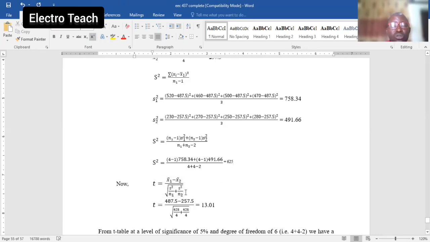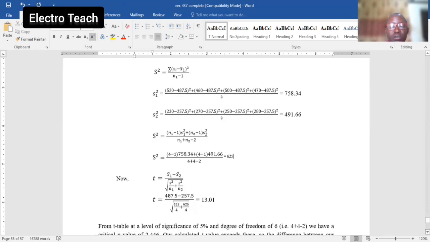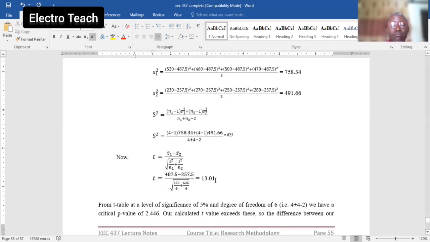The t is equal to x1 bar minus x2 bar divided by the square root of s squared over n1 plus s squared over n2. When substituting all this, we come out with 13.01 when we substitute all the values. Now, mark you, we can get this to be negative also. For instance, if x1 is less than x2, we can actually get the answer here as negative. It doesn't mean anything, it doesn't make any difference.